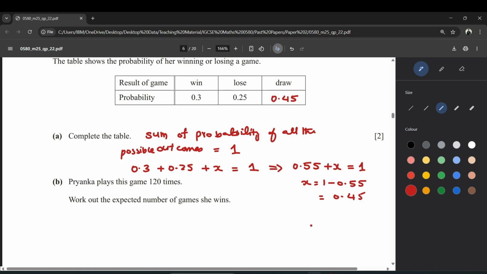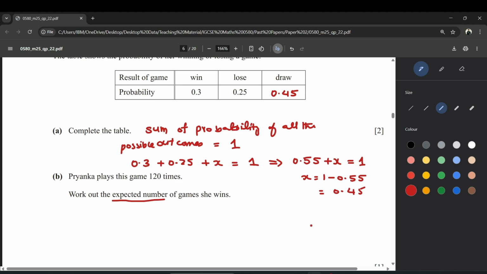Now it says Priyanka plays this game 120 times. Work out the expected number of games she wins. The word expected number basically means that, okay, out of 120, what is the average number of wins that she can have? Okay, so basically what we do is we multiply the probability of win with the number of times that she played the game. So that will be expected wins is equal to 0.3 multiplied by 120.